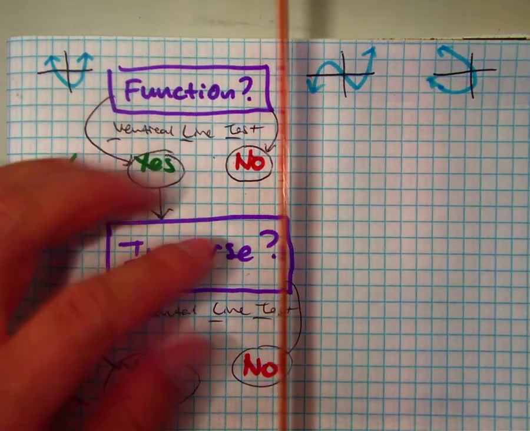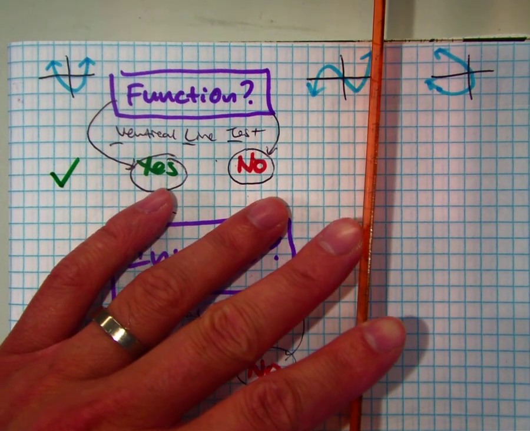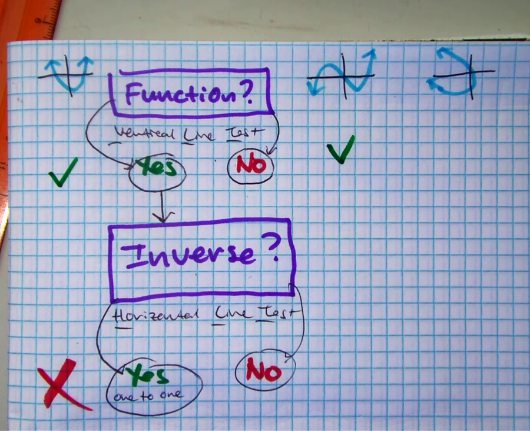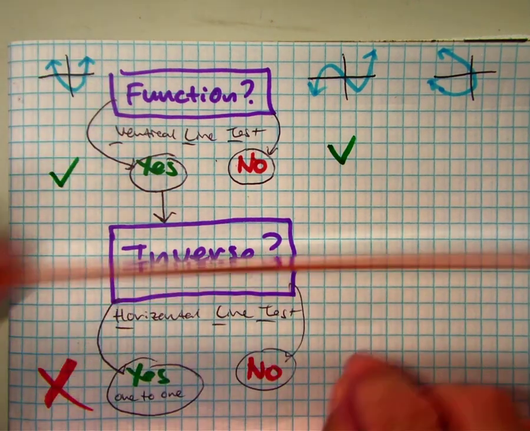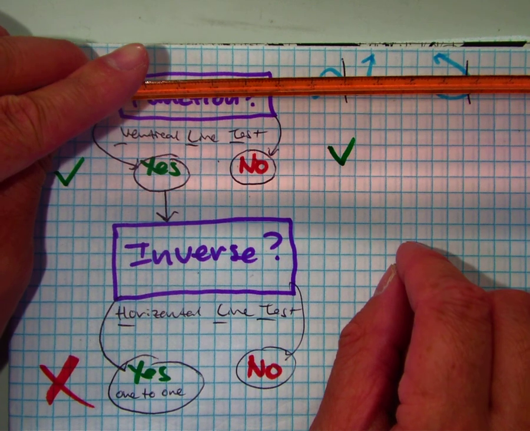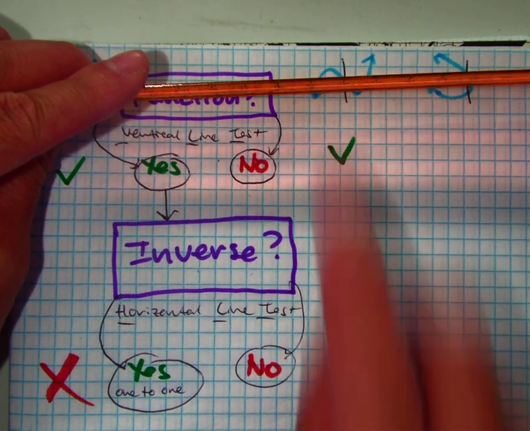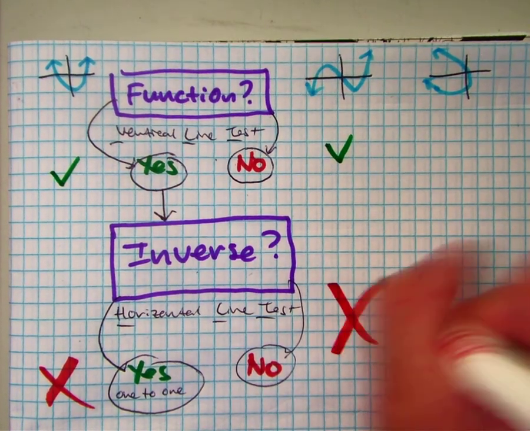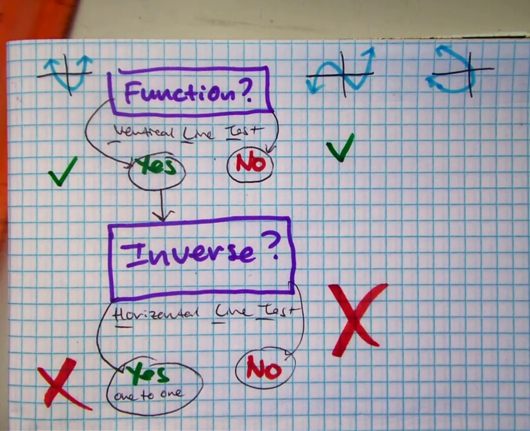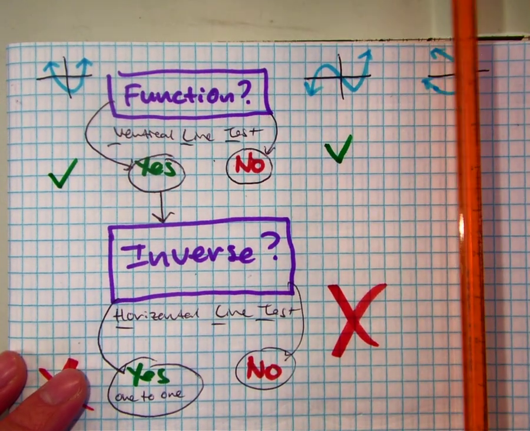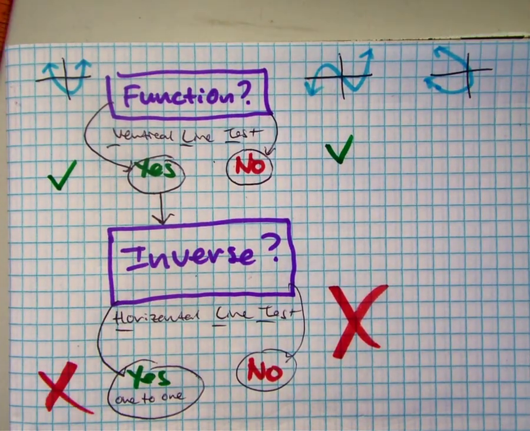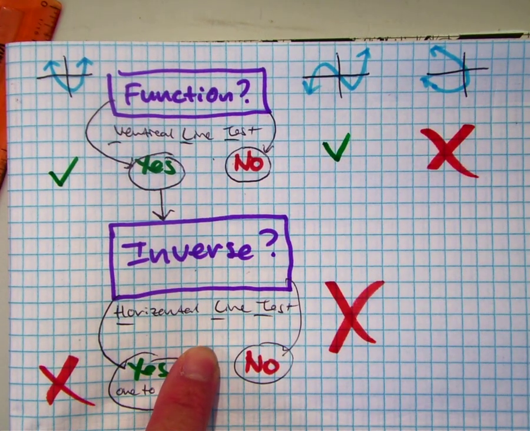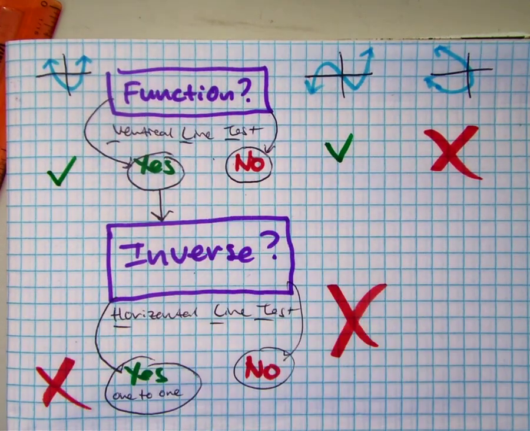Let's try this one. Class, is this a function? Yes. Horizontal line test. Pass or fail? Yeah. Right, it's touching there multiple times. So, although it is a function, I cannot take the inverse. Pass or fail? Yeah. Class, should I ask the question of the inverse? No, right? It just stops right there. Let's do one more example.